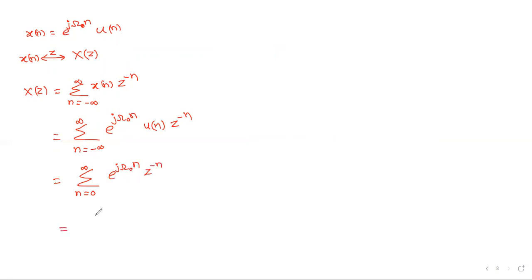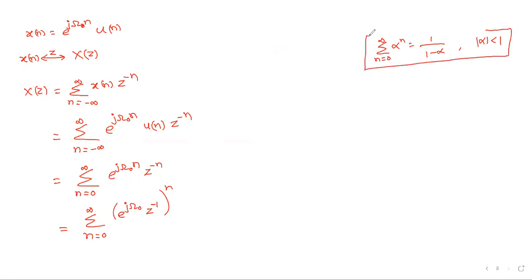Now n you take outside, I mean in terms of power: summation n equal to 0 to infinity, e power j omega naught z power minus 1, whole power n. Now again you rewrite the formula: summation n equal to 0 to infinity alpha power n is 1 by 1 minus alpha, mod alpha is less than 1. So by using this formula, what is your x of z? X of z is equal to, here we need to write the ROC.